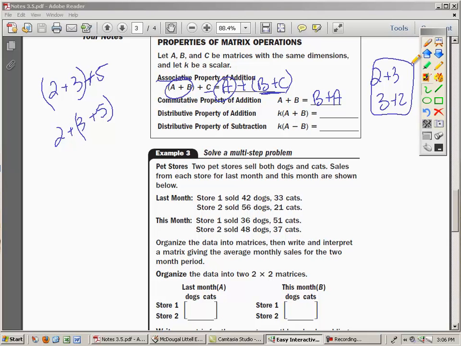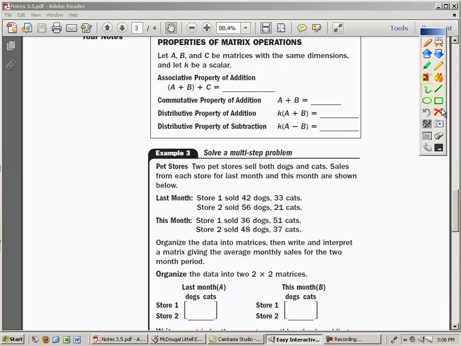The distributive property of addition, just like we already talked about, 3 times x plus 5 is the same thing as 3x plus 15 because we get to do this. So true is it for matrices. This is K times matrix A plus K times matrix B. So you could first add the matrices together and then multiply by the scalar, or you can distribute the scalar and multiply each one of them by the scalar. And again, the distributive property also works over subtraction. This is KA minus KB.